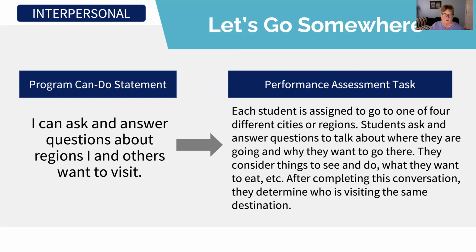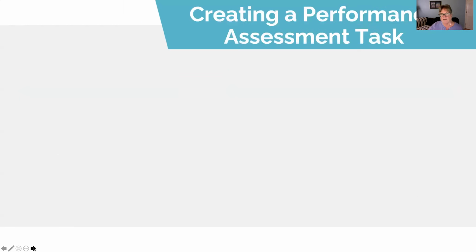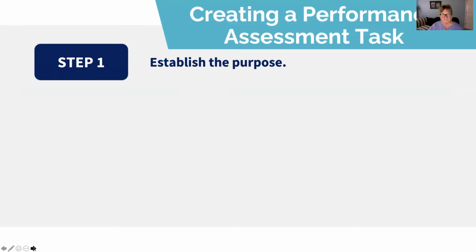They ask and answer questions to talk about where they're going, why they want to go there, what they want to see and do, what they want to eat. And the restriction is you can't say, are you going to Beijing? You have to ask questions to figure that out, with the goal of being able to determine who's going to the same place that you are going. So that particular task is written to be at that performance indicator.